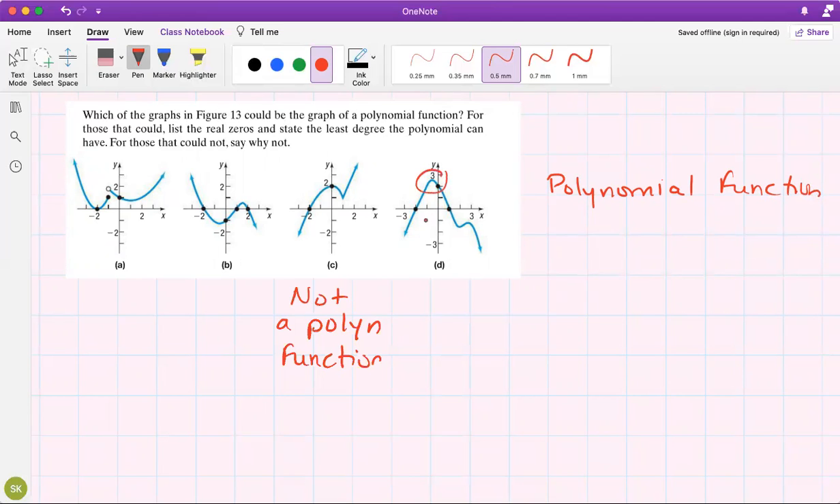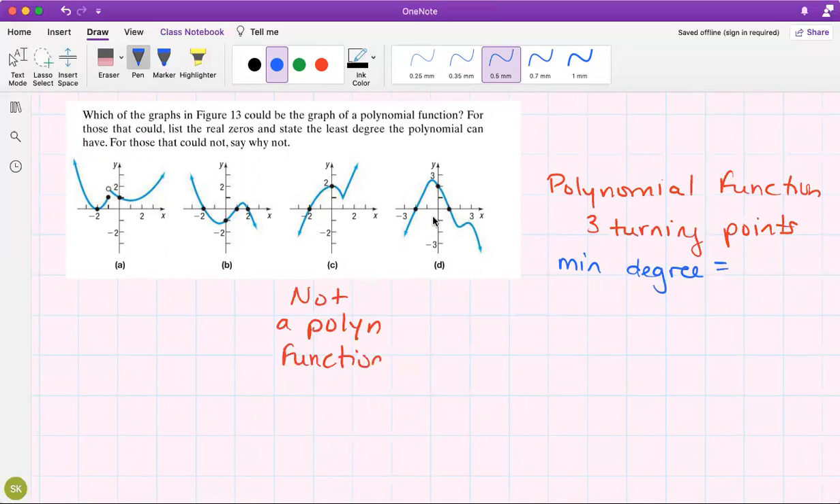Notice that there are 1, 2, 3 turning points. You see we go from increasing to decreasing. There we go from decreasing to increasing, and here we go from increasing to decreasing. So the minimum degree is equal to 4, because we just add 1 to this number here, the number of turning points.